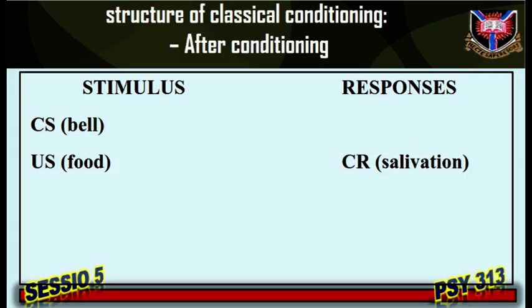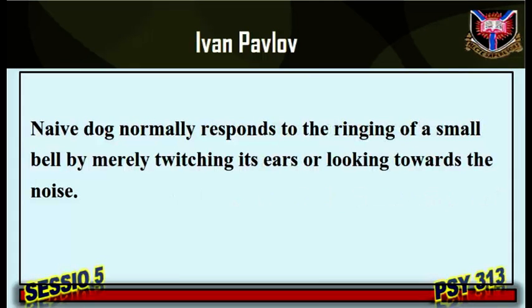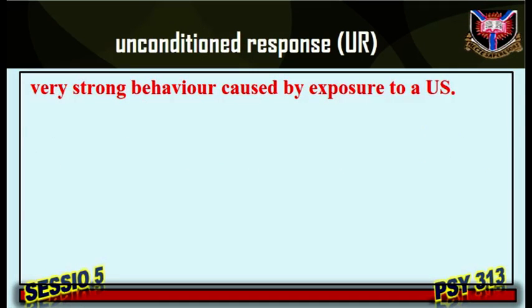In the classic example, the Russian scientist Ivan Pavlov taught dogs to salivate in response to the ringing of a bell. Pavlov did this by repeatedly pairing a bell, CS, and some food, US, presenting them close together in time. A naive dog normally responds to the ringing of a bell by merely twitching its ears or looking towards the noise. However, a piece of food can cause the dog to show a great deal of strong behavior like excitement, salivation, digging and pawing, chewing and eating.